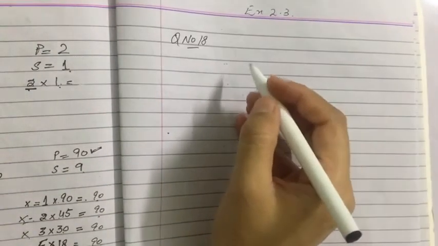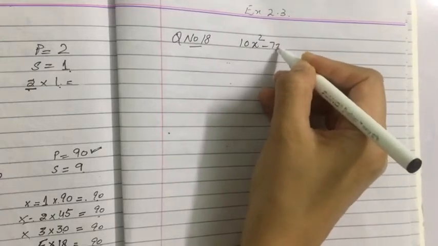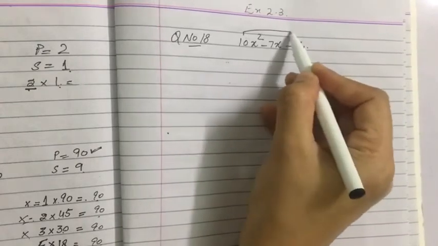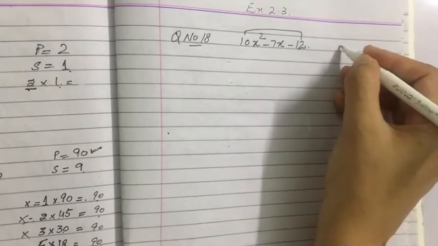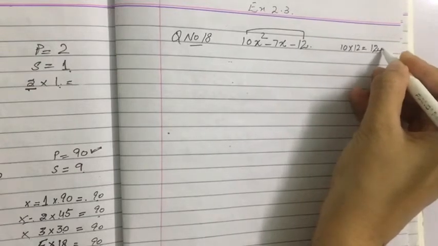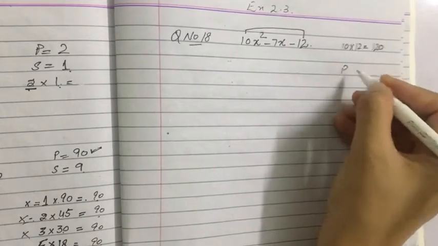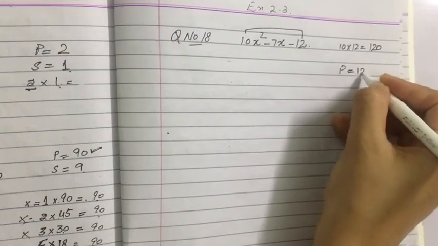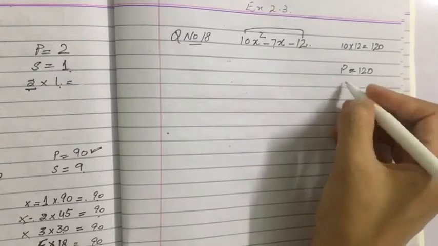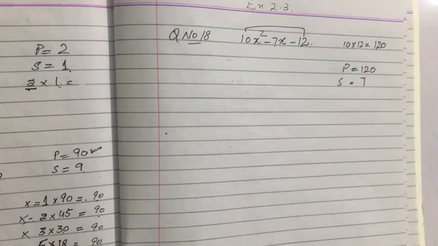Exercise 2.3 question number 18 is 10x² − 7x − 12. The product of 10 and 12 is 120. So we have to find factors whose product is 120 and whose difference is 7. First of all, we have to find the factors of 120.